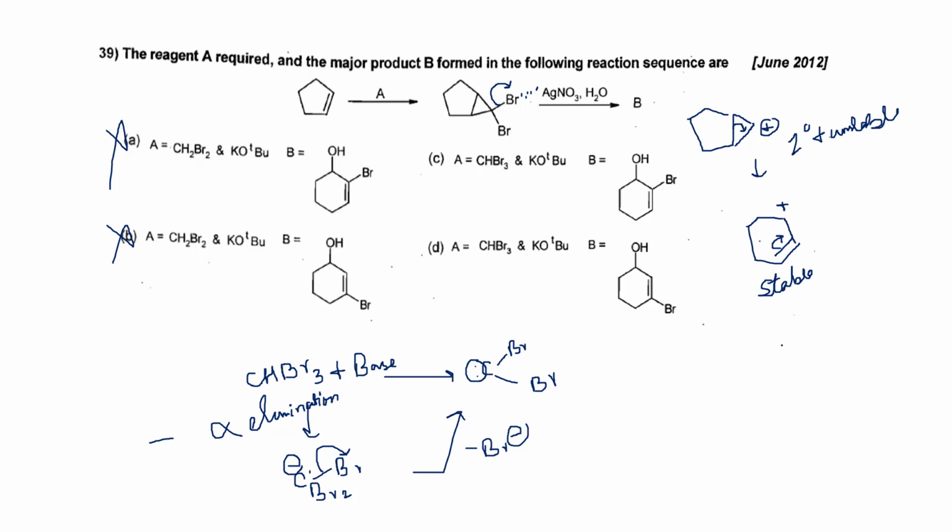Now, as water is in, so I missed one bromine atom here. So water attacks at this positively charged center, and the correct option is option C. Correct option is option C. Okay.